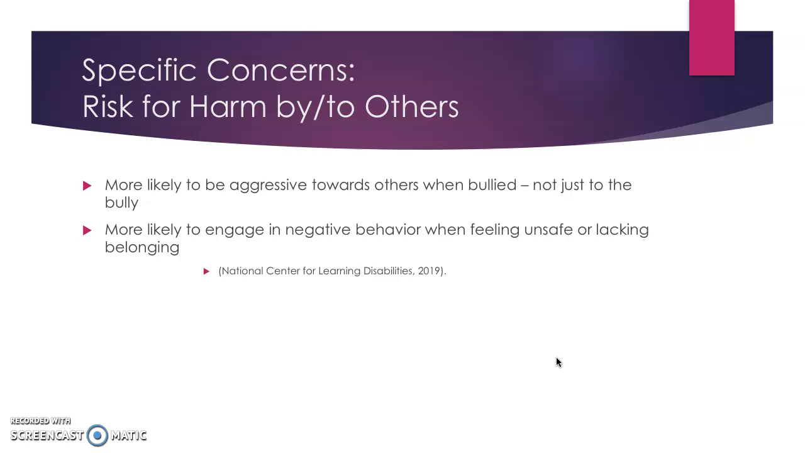And other concerns: risk for harm by or to others. I touched on this, they're more likely to be a little more aggressive towards others when bullied, not just towards the bully. They're also more likely to engage in negative behavior when they're feeling unsafe or lacking belonging. They have a harder time with social skills and dealing with peer pressure, so they may act out if they're bullied. And they're likely to be aggressive towards anyone, not just the bully. So they have trouble meeting the third level of Maslow's hierarchy of needs, love and belonging, and this contributes to this specific concern.